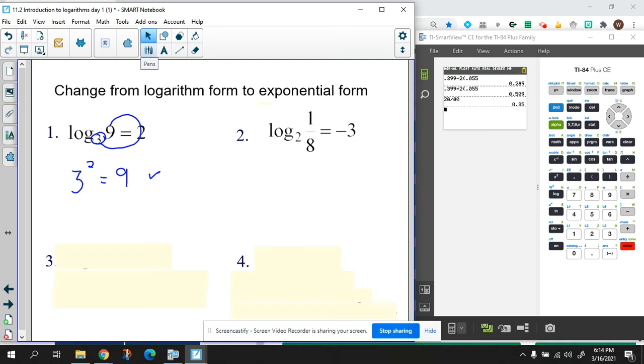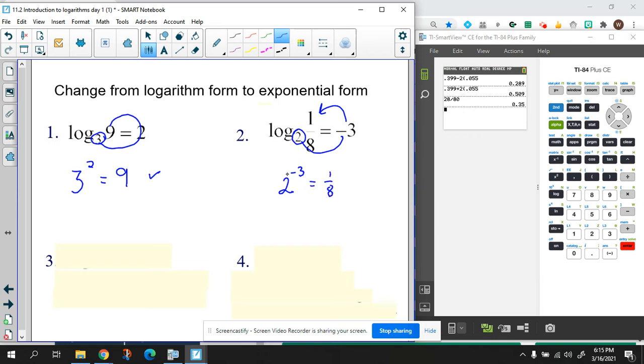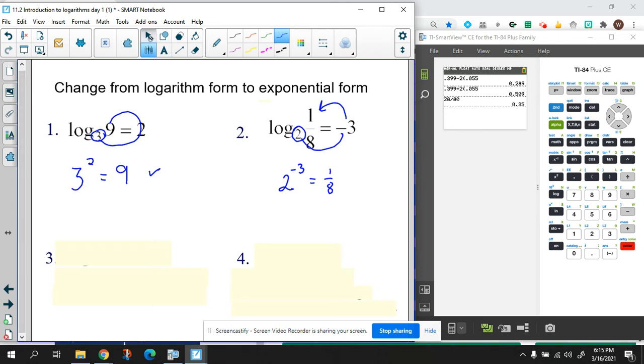Let's rewrite the next logarithm. Instead of logarithm form, change it into this one, exponential form. Remember the base is 2 raised up to this power. The answer to a logarithm is a power. 2 to the negative third is equal to 1/8. We're going to review that in another slide, but it is true. 2 to the negative third is 1/8. Let's keep practicing this skill here.